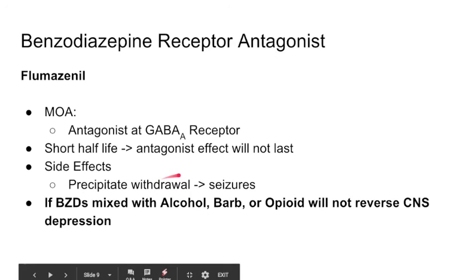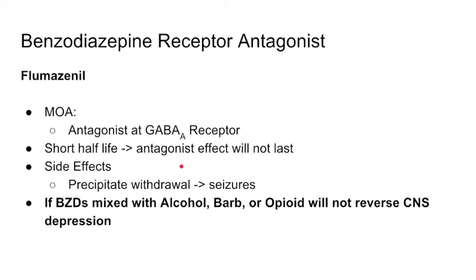So these are antagonists. This is an antagonist at the GABAA receptor. It's got a very short half-life, so antagonism will not last. You do need to transport and get somebody stable and figure out other ways to deal with the increasing amounts of benzos in their body. This is a quick fix. It's not a long-term treatment.